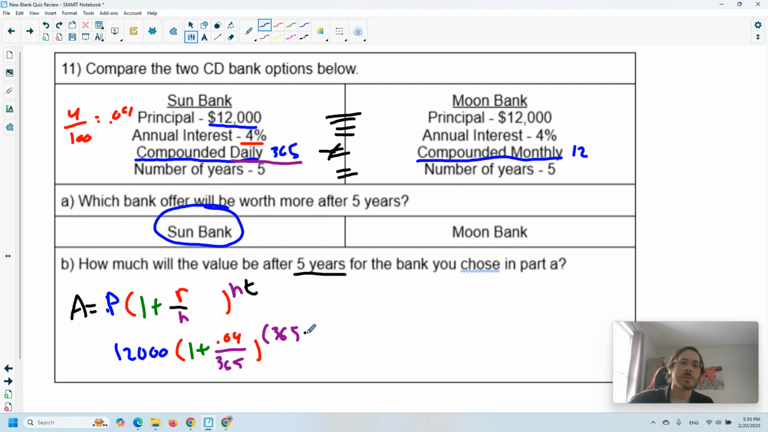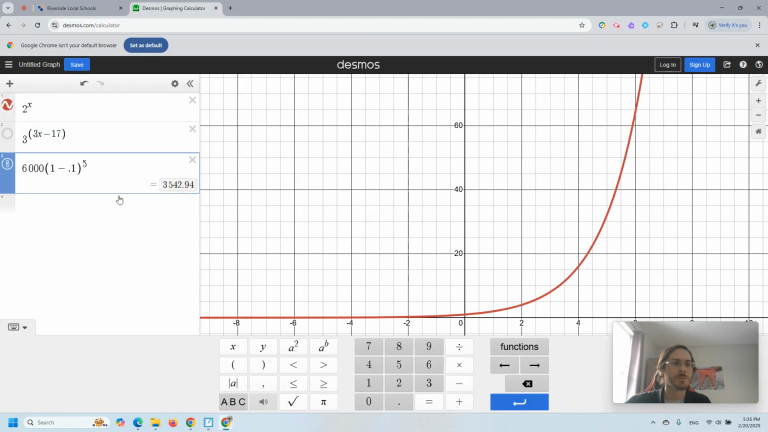We got 5 years. So we can plug that in. Again, I'm putting that in for Desmos. That just helps me keep track to make sure I don't accidentally do a times 5 down at the bottom. So that way I'm making sure that it stays up top in the exponent. So we're just going to plug this in and we're going to get our answer. Nothing too crazy with this.